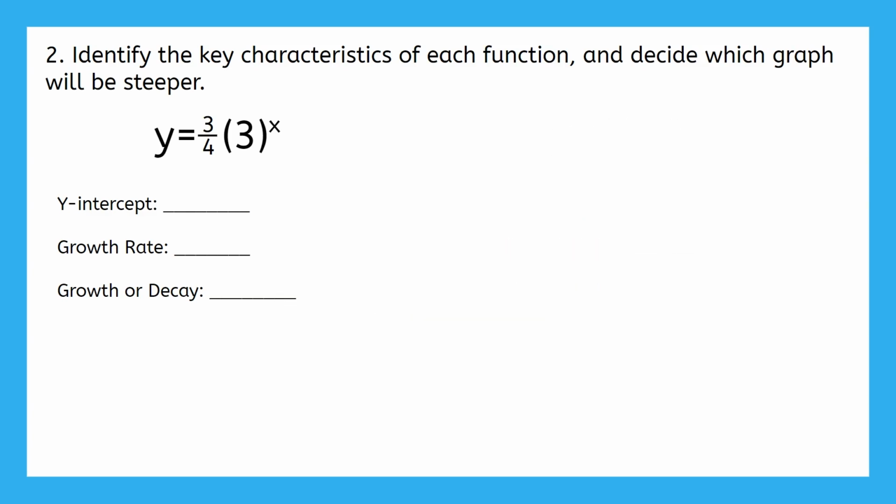How'd it go? For our first equation, to find our y-intercept, or a value, we just look at the value in our equation that is not raised to an exponent. And that value is 3/4.